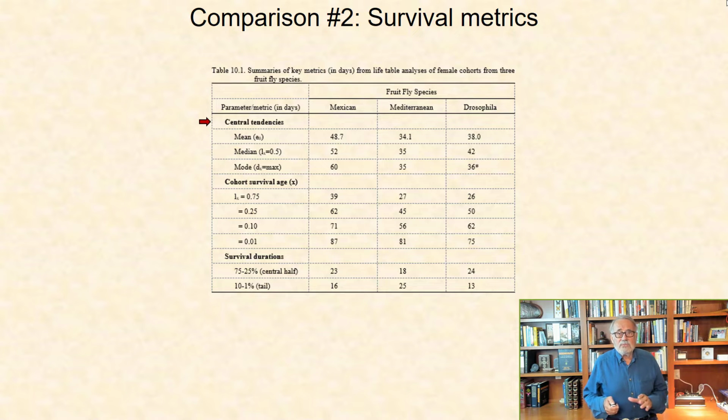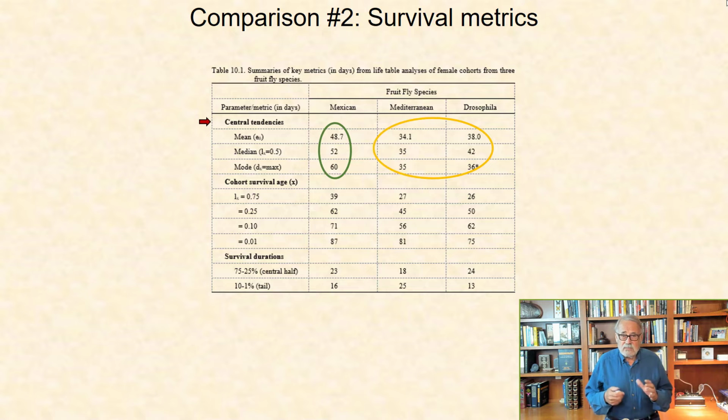We start with the metrics of central tendencies, including the mean, which is the expectation of life at adult emergence, the median, which is the age at which 1/2 of the original cohort are dead, and the mode, which is the age at which most deaths occur. The results show that the Mexican fruit fly is the longest lived with respect to all 3 of the central tendency metrics. The expectation of life for the Mediterranean fruit fly and Drosophila are roughly similar, averaging around 2 weeks.